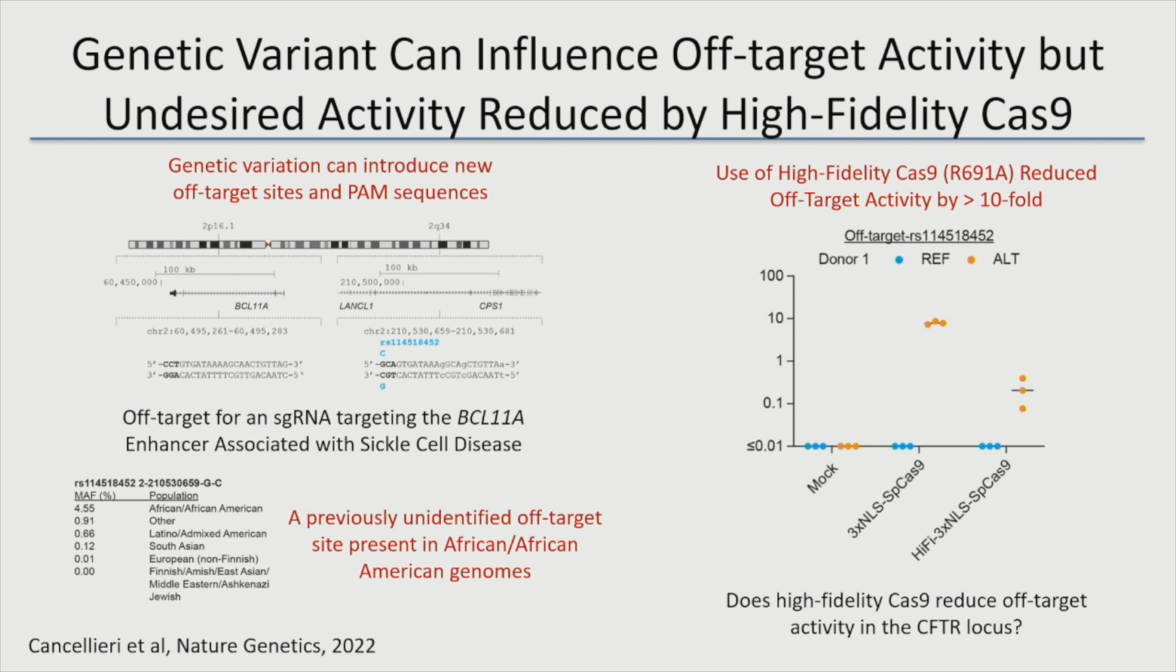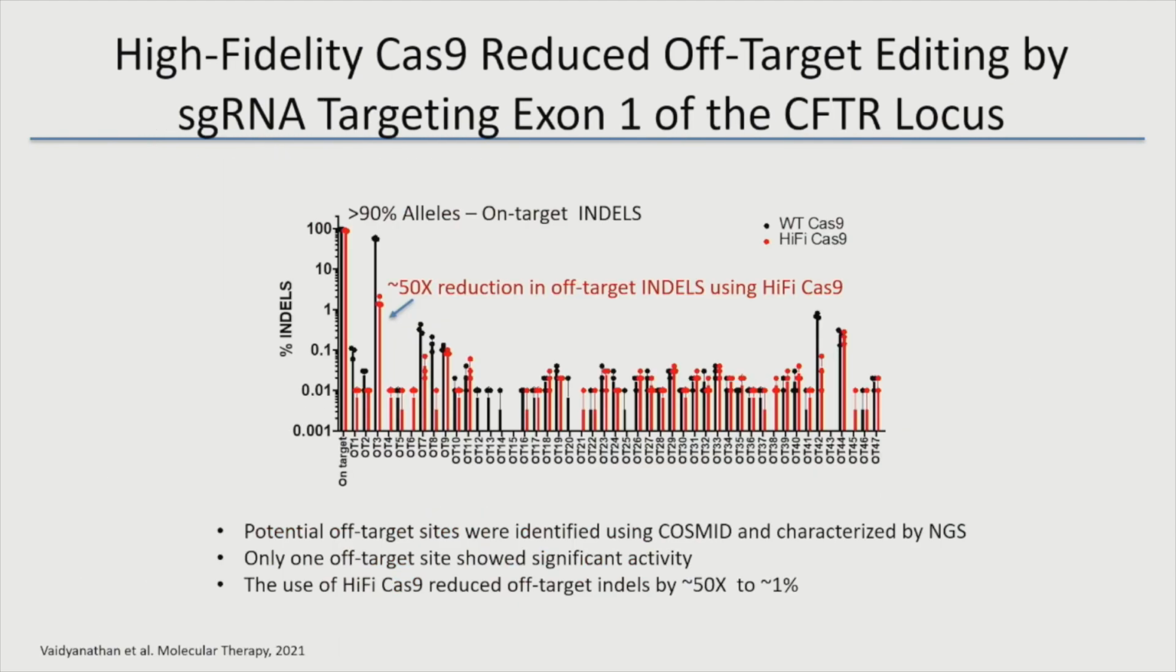And so the question is, has the use of high-fidelity Cas9 been shown to reduce off-target activity at the CFTR locus? Of course it has. We used the high-fidelity variant of Cas9 with all our exon 1 insertion work, and you can see the comparison here. There are 50 off-target sites that we evaluated for our guide RNA across the genome, and you can see there's one site with significant off-target activity. When we switched to the high-fidelity variant of Cas9, you saw about a 50-fold reduction in this off-target activity with this specific guide RNA, right?